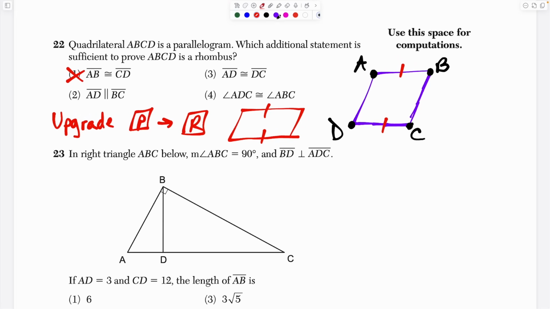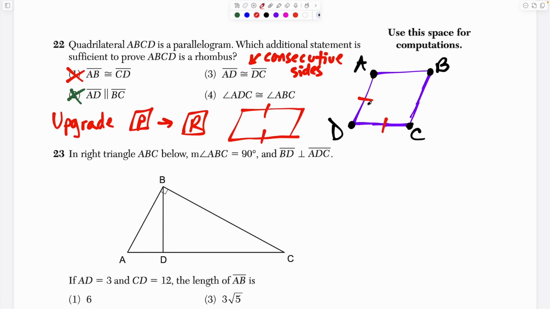AD is parallel to BC. Well, that's once again true for every parallelogram. The opposite sides of a parallelogram are parallel. So that is not anything special here. So choice 2 is out. But now this one is something important. AD is congruent to DC. So if I'm told that AD is congruent to DC, this is different. These are not opposite sides. These are consecutive sides. So if you are told that one pair of consecutive sides of a parallelogram are congruent, that will upgrade the parallelogram to a rhombus.